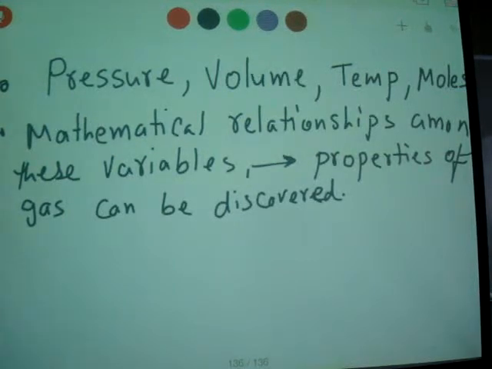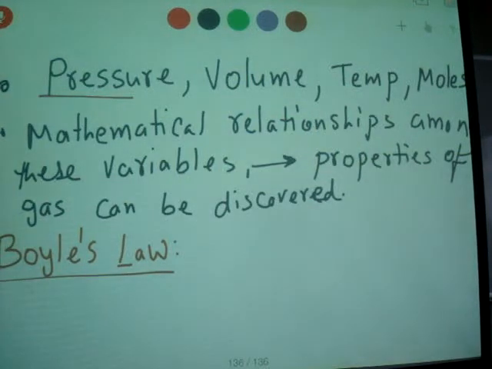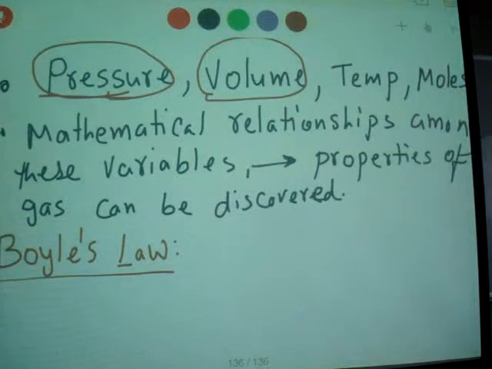Okay. Now remember, we talk about four variables, these ones: pressure, volume, temperature, and moles. So Robert Boyle, or we can call it Boyle's law. This scientist manipulated two variables. He said, I'm going to manipulate two variables, increase and decrease, pressure and volume. And he kept temperature constant. That means there is no effect from temperature.